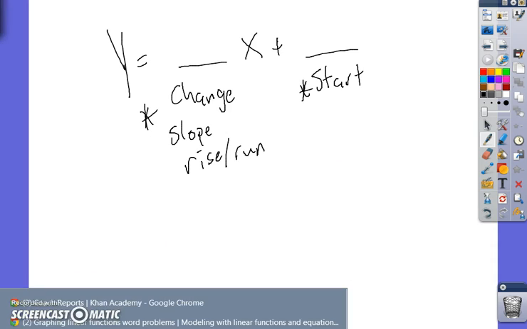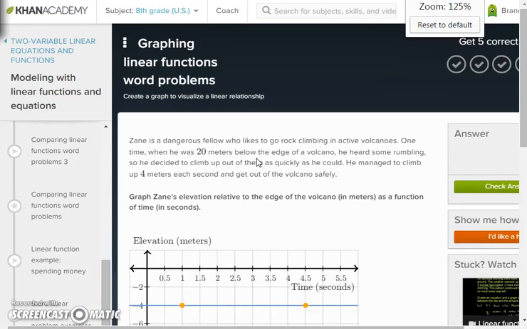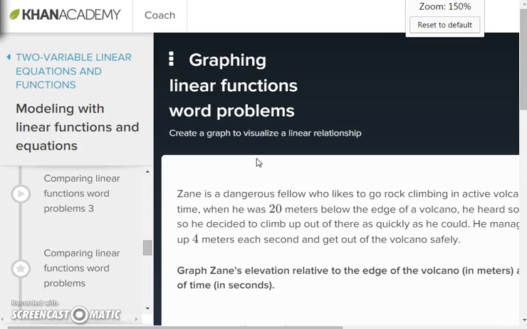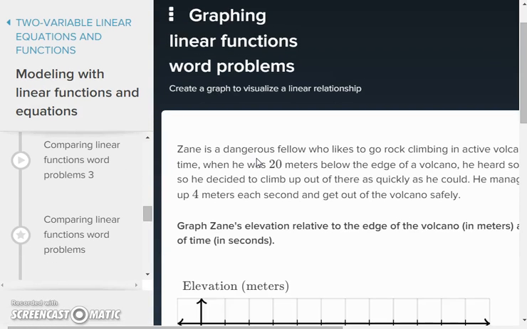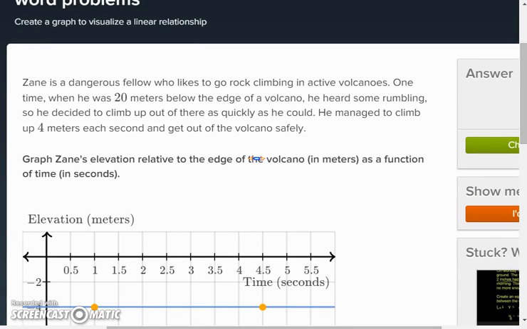It says, Zane is a dangerous fellow. It's kind of a rhyme. Zane is a dangerous fellow, and he likes rock climbing on volcanoes. That is dangerous. One time when he was 20 meters below the edge of the volcano, he heard some rumbling, so he decided to climb out of there as quickly as he could. He managed to climb up 4 meters each second to get out of the volcano safely.